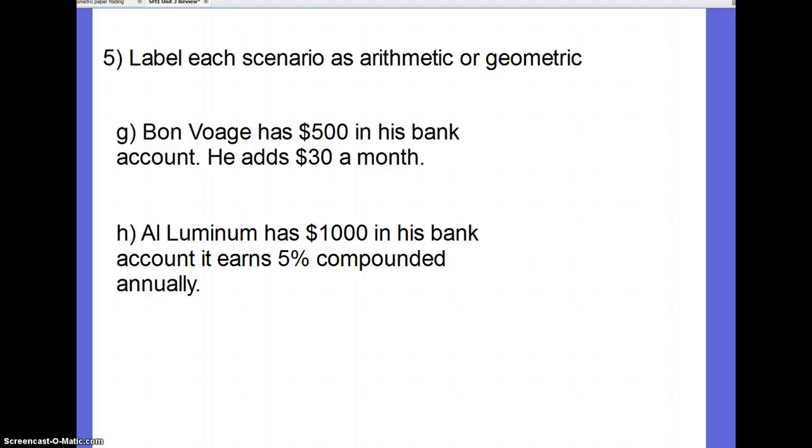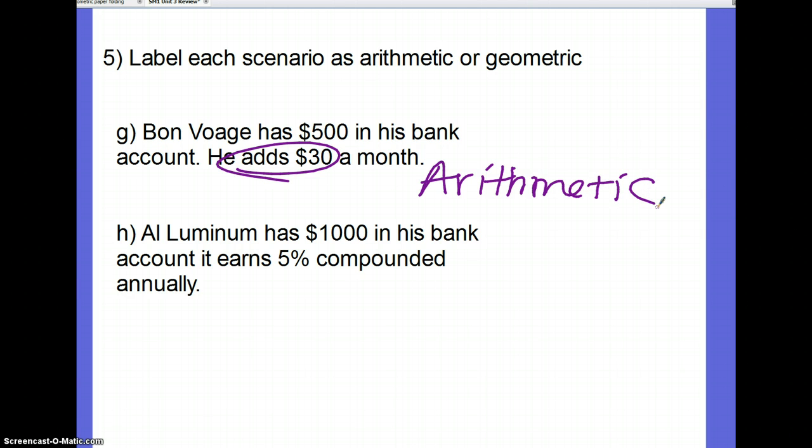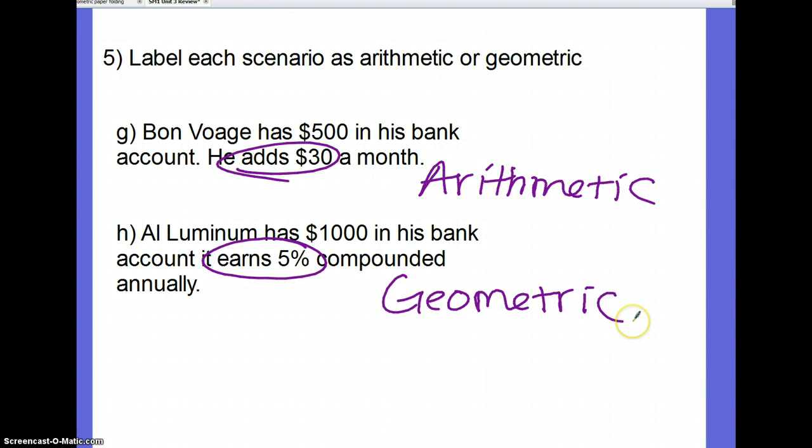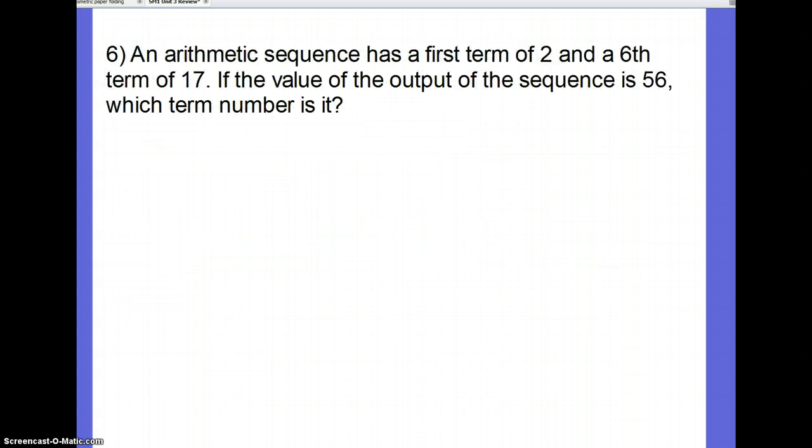Bob Vonnet Voyage, Bon Voyage, has 500 in his bank account. He adds 30, adds 30, arithmetic. Aluminum has 1,000 and he earns 5%. 5%, again, percentage is going to be geometric. Doesn't matter what it's doing. If it's a percent, it's going to be multiplying.